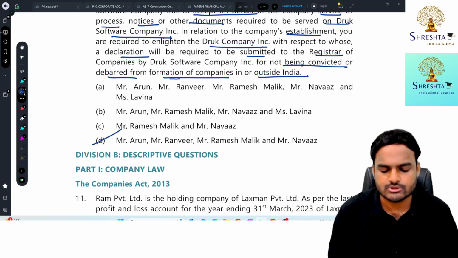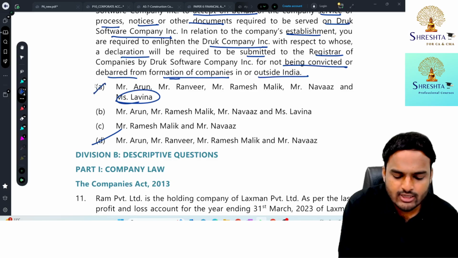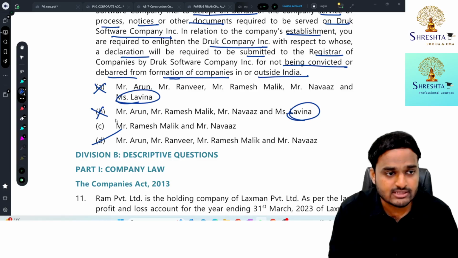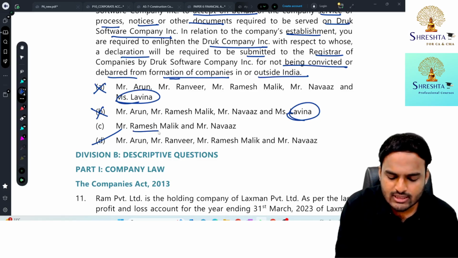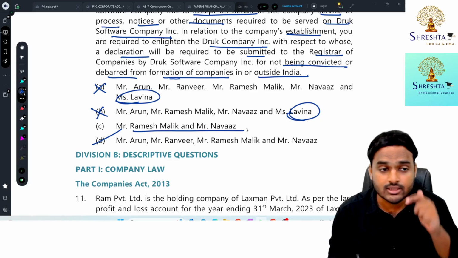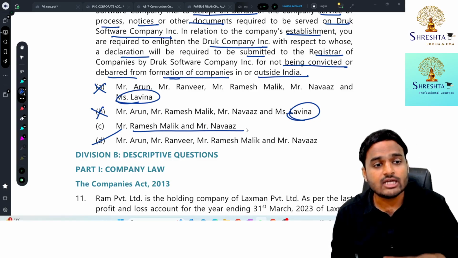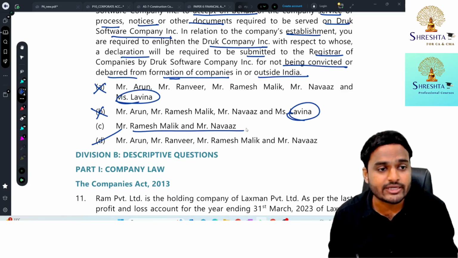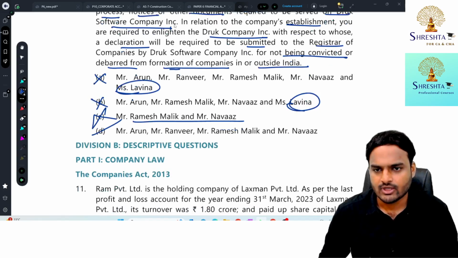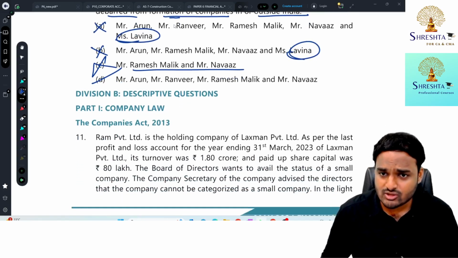D is the correct option. Lavina is there, so option A is incorrect. Option B is incorrect, and option C is not complete. It is speaking about authorized representatives in India only. I'm telling directors of the company as well as authorized representatives in India. So option D is the correct answer. So with this, multiple choice questions are also completed.